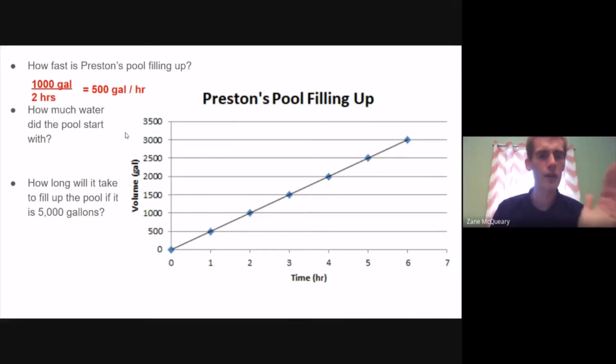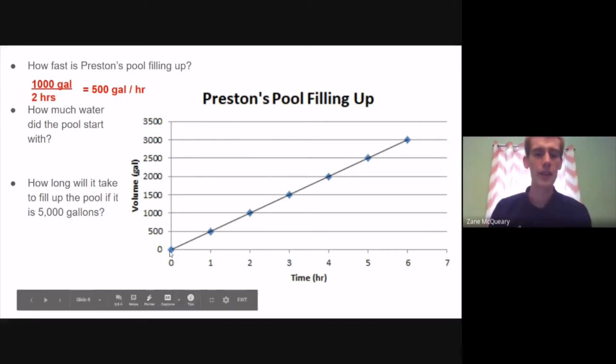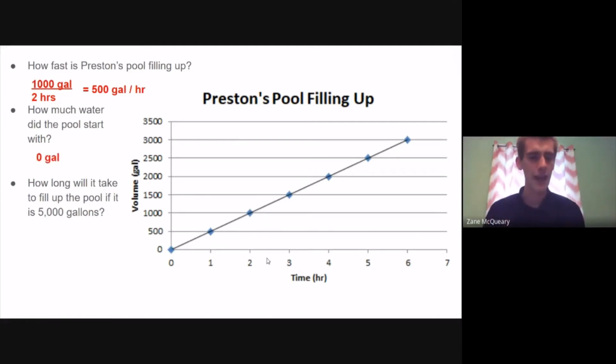How much water did the pool start with? Well, at time t equals 0, or hour is equal to 0, we see that there is nothing in the pool. So how long will it take to fill up the pool if it is 5,000 gallons? Well, that's where we're going to use our equation again. All right. We have a slope of 500, or m. We have a y-intercept of 0 for b.